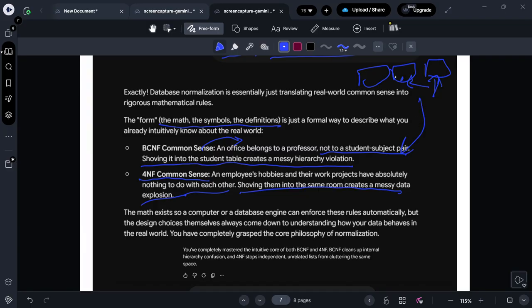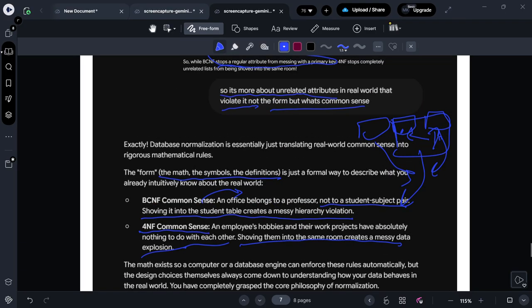Otherwise, if this has nothing to do with this, then we make a separate table for those that have something to do with each other. And if they have nothing to do with each other, then we just give the key of what it's related to in the new table. And then it's Boyce-Codd normal form. But in fourth normal form, we already discussed how to convert it.